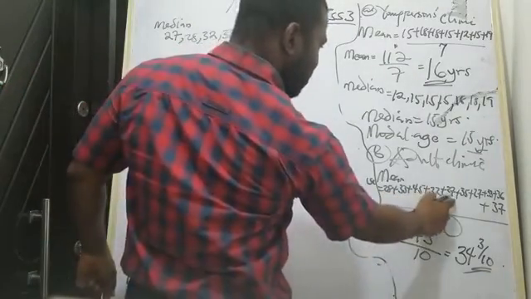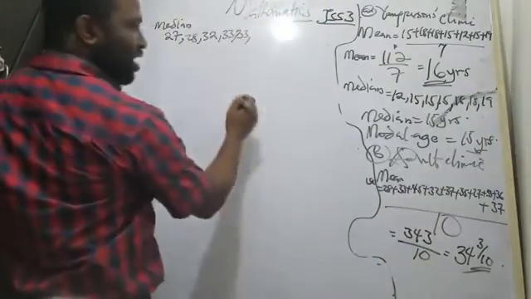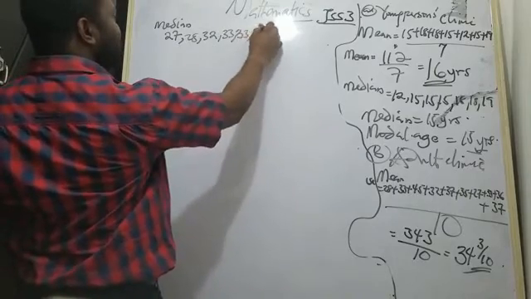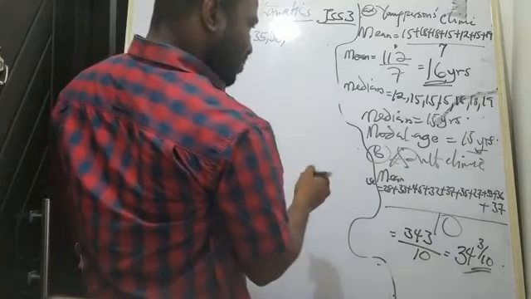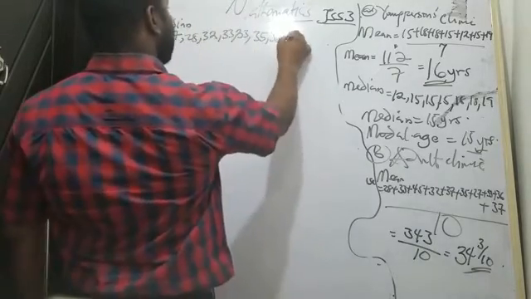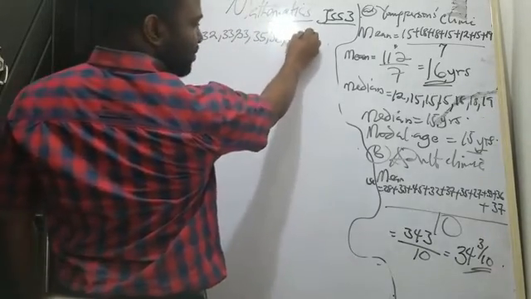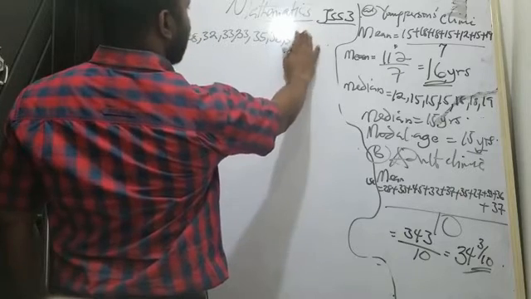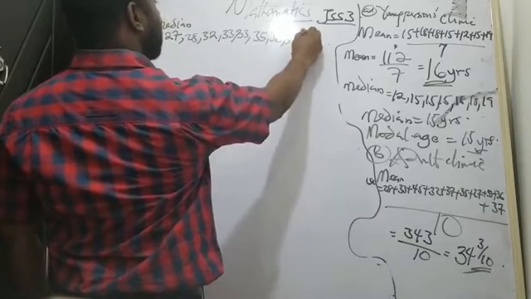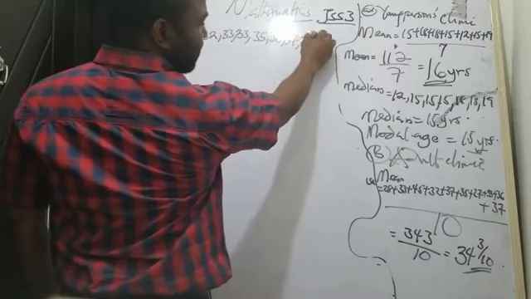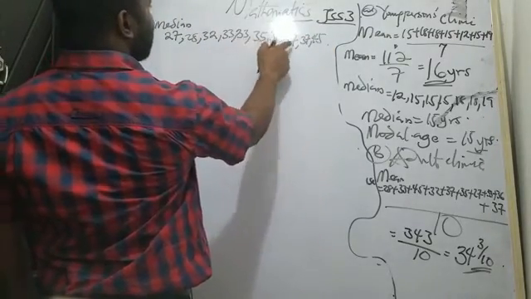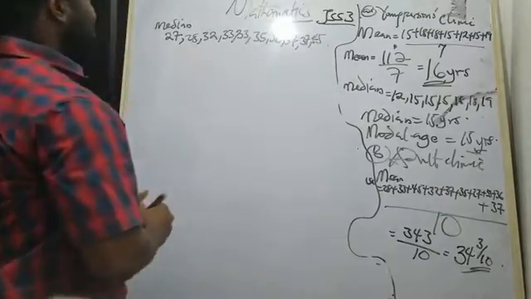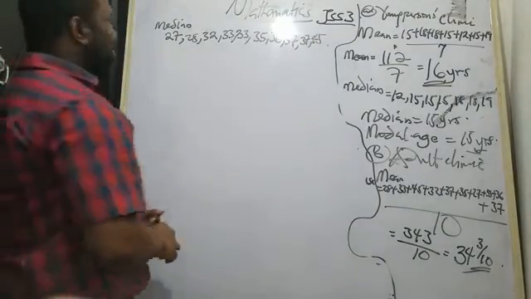Do we have any other one? 35, 36, 35, 36, 37, another 37, another 37, 45. That is 1, 2, 3, 4, 5, 6, 7, 8, 9, 10. Okay, that's correct. Now, let's see the median.